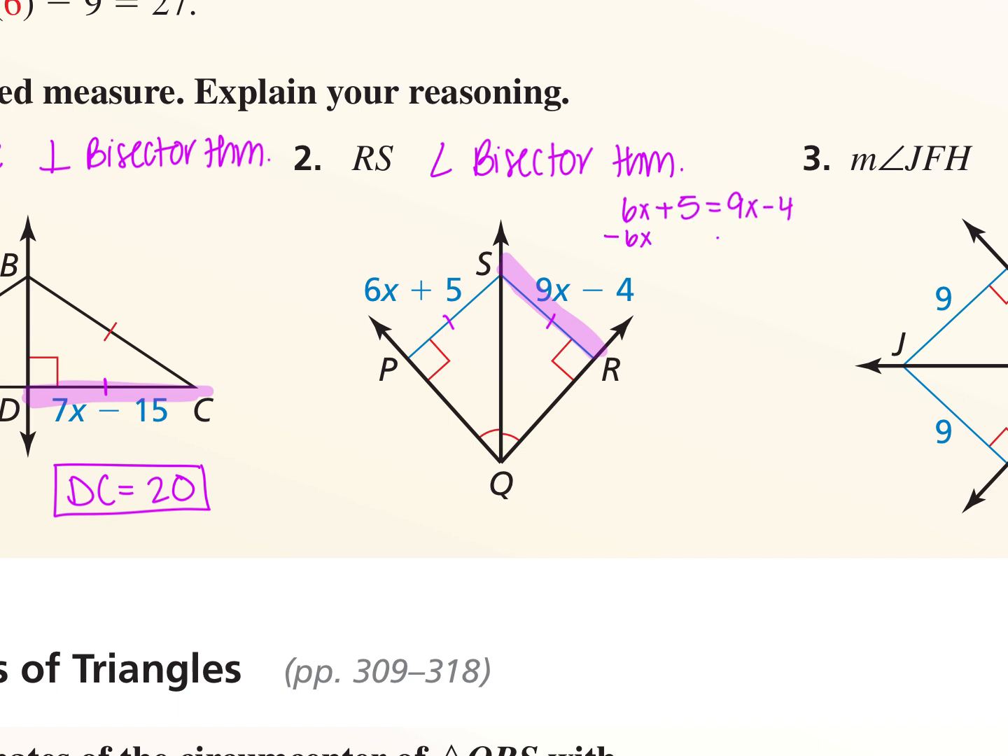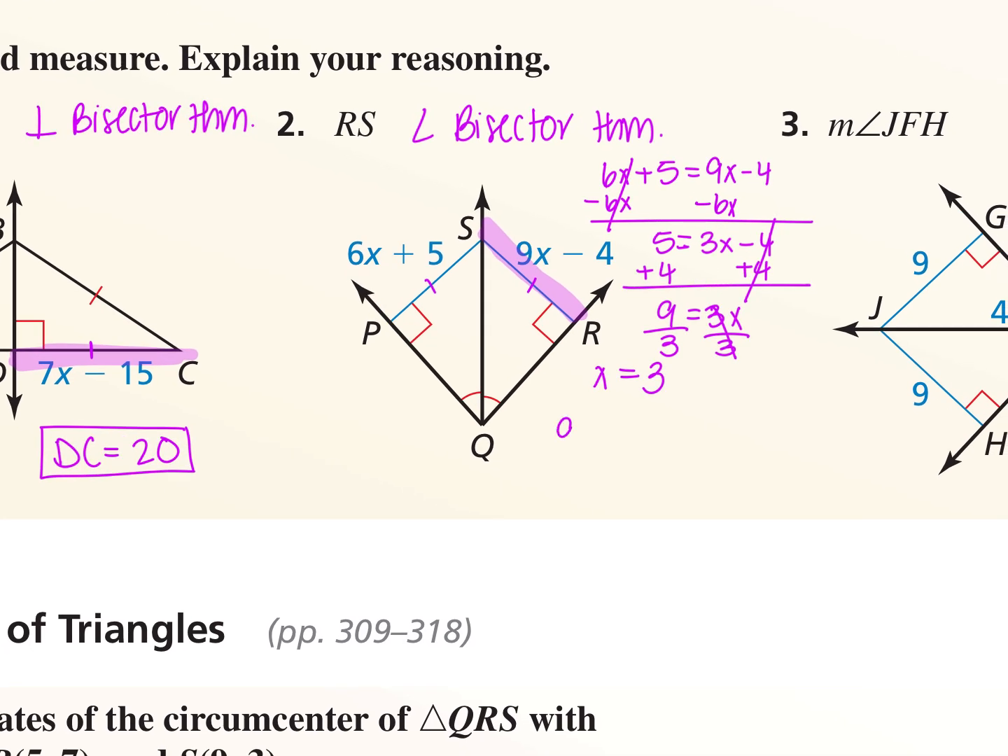Subtract 6 from both sides of my equal sign. I'm going to get 5 equals 3x minus 4. Add 4 to both sides. I'm going to get 9 equals 3x. Divide by 3. X equals 3. Again, they're not asking me for x, so I'm going to plug it in. 9 times 3 minus 4, I'm going to get 27 minus 4, and RS is 23.